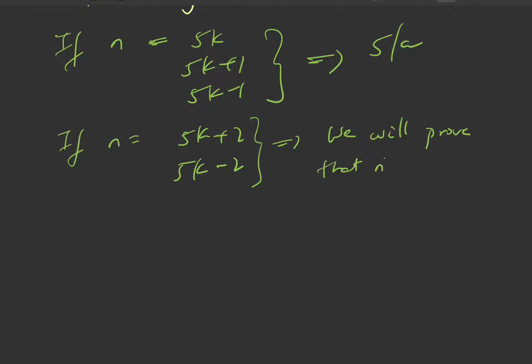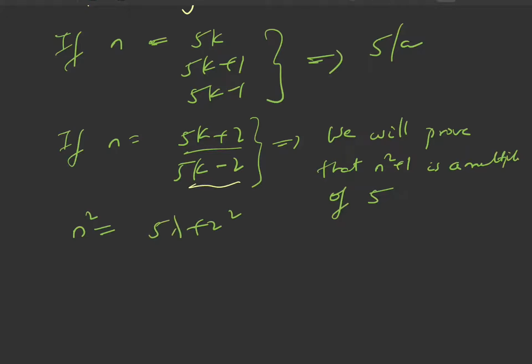We will prove that n square plus 1 is a multiple of 5. Then only I can say that our A is a multiple of 5, right? So what is n square? N square is nothing but 5 lambda plus 2 square, right? Because if n is 5k plus 2 or 5k minus 2, in both cases n square will be 5 lambda plus 2 square only.